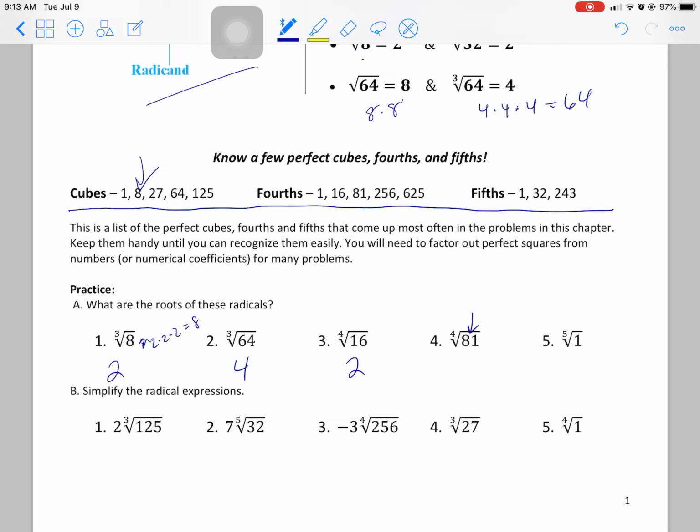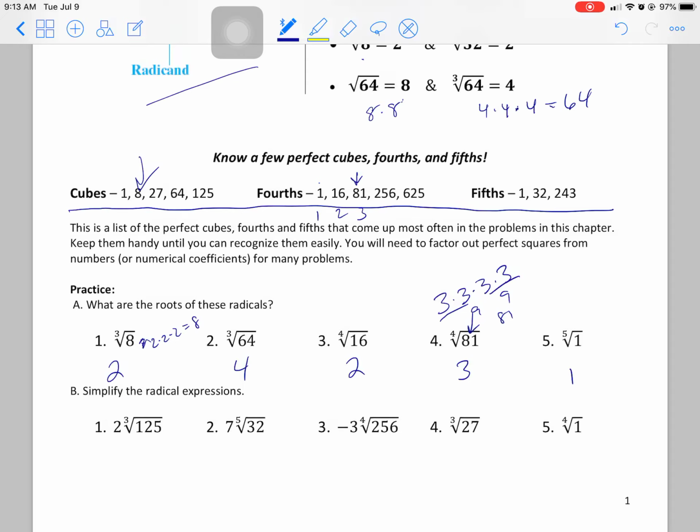Well, wasn't 81 a perfect square? It's a perfect square, but it's also a perfect fourth. Think of this. 1 times 1 times 1 times 1 is 1. Okay? So 81. Check in your calculator if you want. 3 times 3 times 3 times 3. That's 9, right? 9 times 9 is 81. So the fourth root of 81 is a 3. And then 1, no matter how many times you multiply it together, it's a perfect fifth, it's a perfect fourth, it's a perfect cube, it's a perfect square.